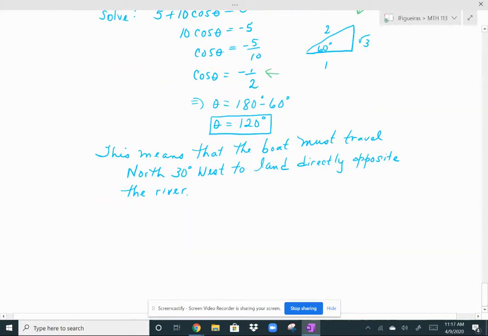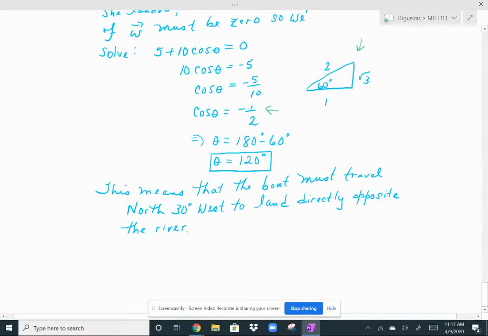So when I figure out that my reference angle is 60 degrees, and seeing that you have a negative, cosine is negative in either quadrants 2 and 3, and as I explained, quadrant 3 would be impossible because you'd be going backwards, so it has to be quadrant 2. So the angle would be 180 minus 60, which is 120 degrees. And in terms of something really practical, that means that the woman would have to travel in the boat going north towards the other side of the river, 30 degrees west, so that she can end up directly opposite.